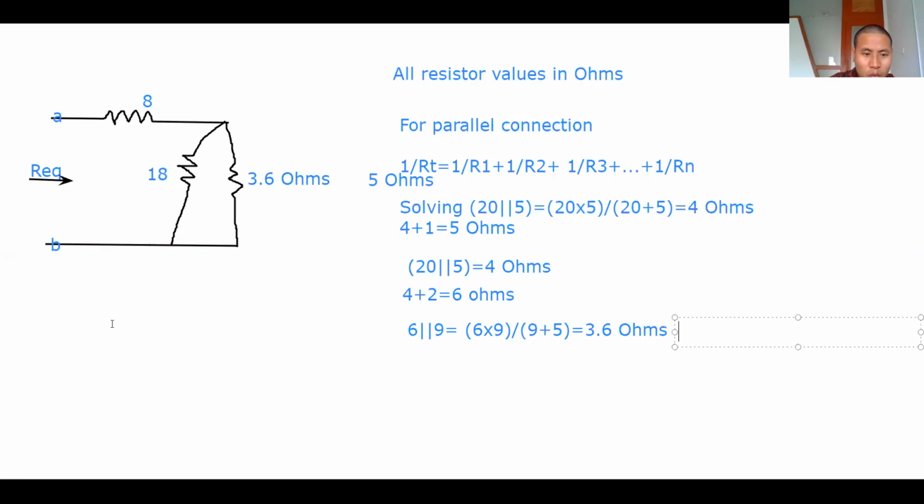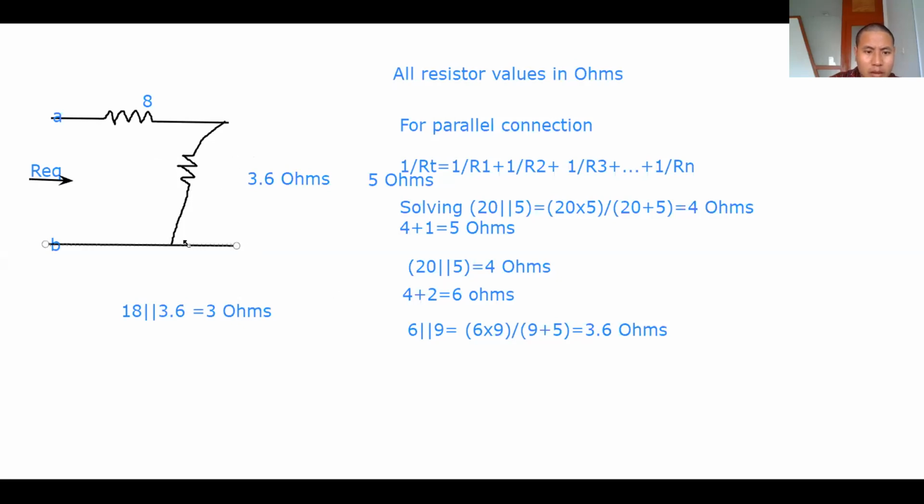Now again we have two more steps. We have to calculate this 18 ohms, which is in parallel with the 3.6 ohms. So we'll get 18 parallel with 3.6, which is equal to 3 ohms. And then we got the final simplified network, which will look something like this.